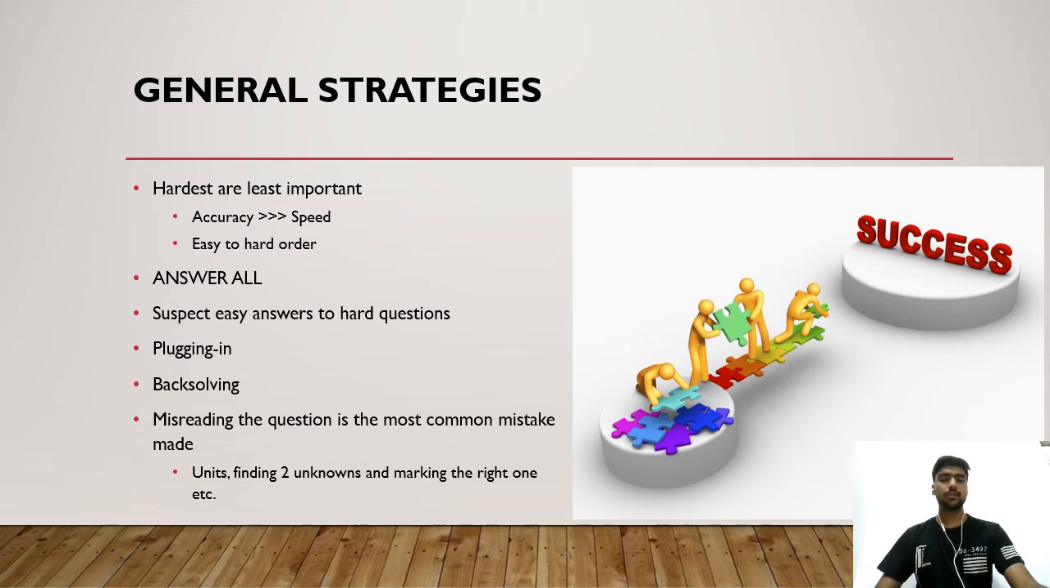Because if you're very fast in doing the easy questions and make mistakes in them, your score will be very low even if you do the hard questions better. Hard questions take more time and effort, and you might spend a lot of time solving only a few questions. If you give a little more time to easy questions and do them better, that will help you get a better score. So accuracy is greater than speed in this test particularly.